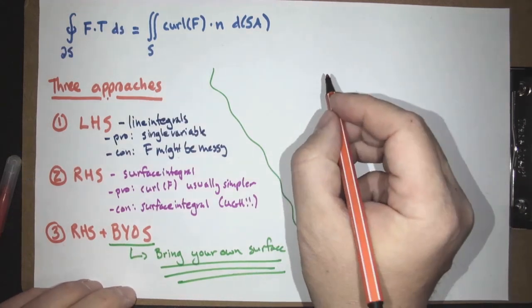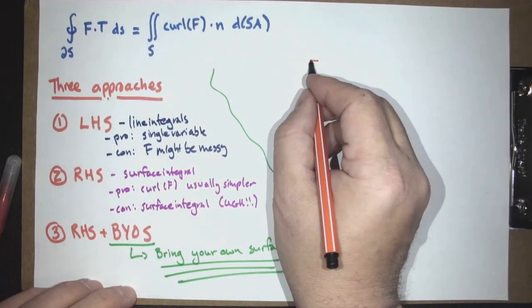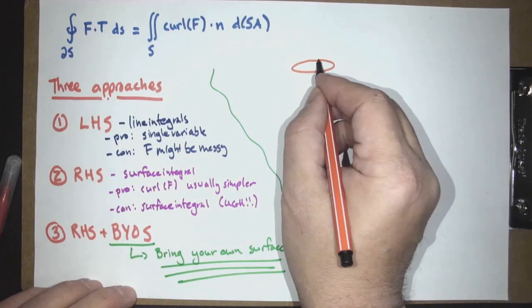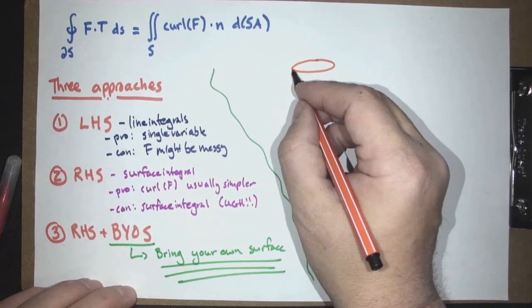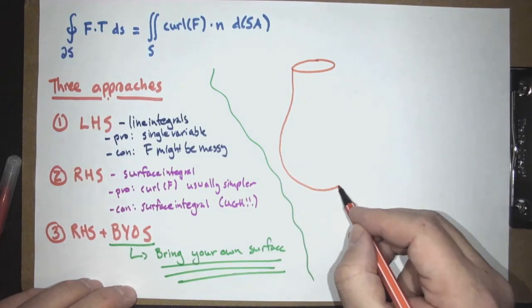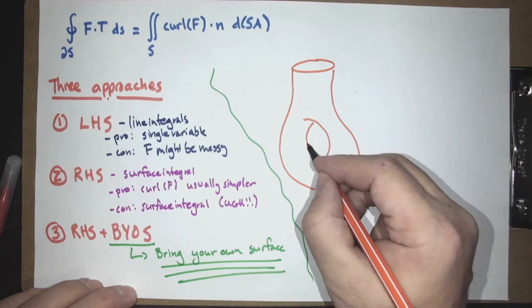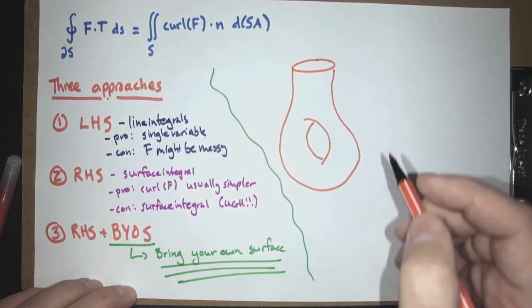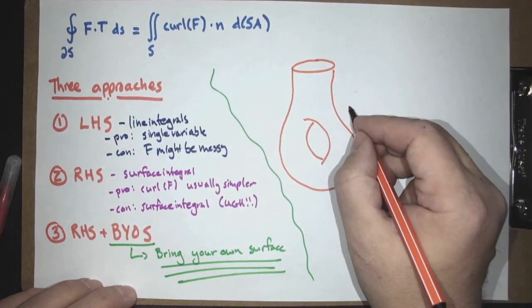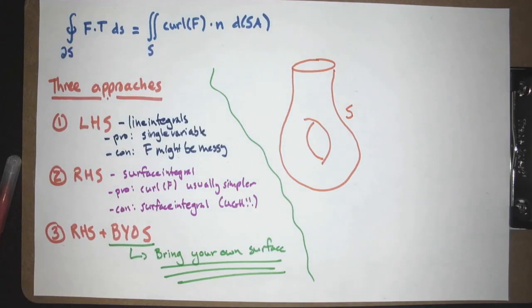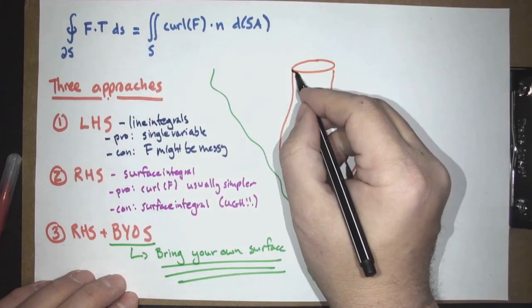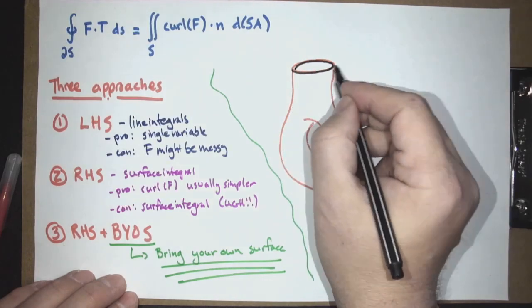So you can imagine that you have the following, where here we have a curve, and then it's going to come down. So our surface here, S, is there. There's a big hole in the middle of it. And the boundary of S is up here.